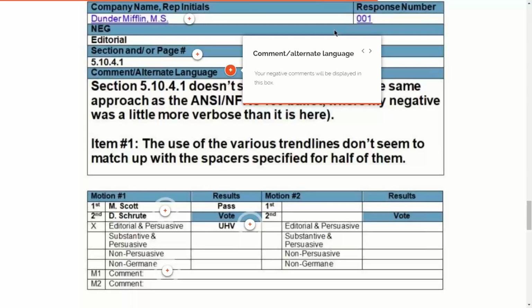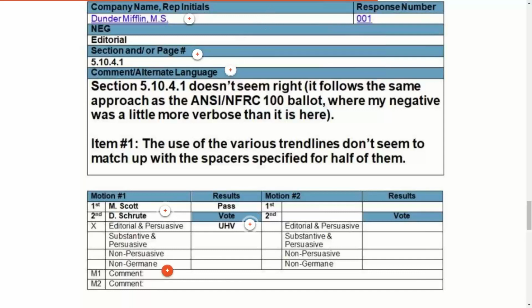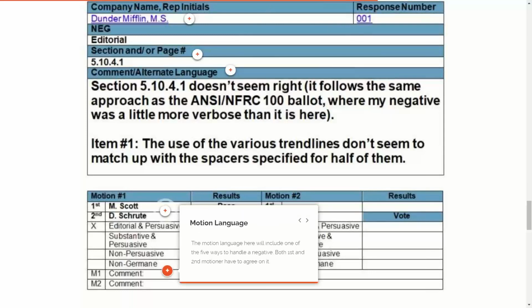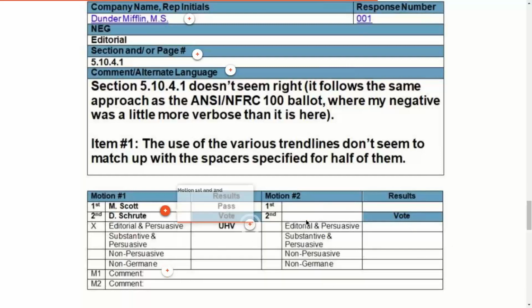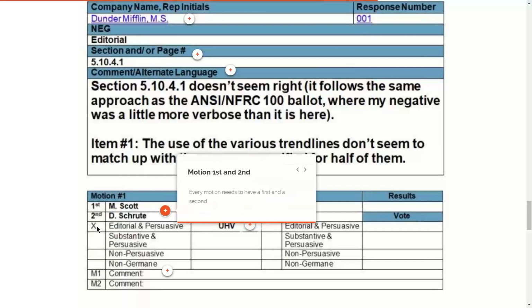To discuss a negative, someone will need to make a motion to handle the negative comments. This is where one of the five ways to handle a motion will be added. The person making the motion, who's usually the member who submitted the negative, will be the first to make the motion. So you can see here, the person made an editorial and persuasive motion. Now there will be a call for someone to second the motion, who is a member that agrees with the motion language.